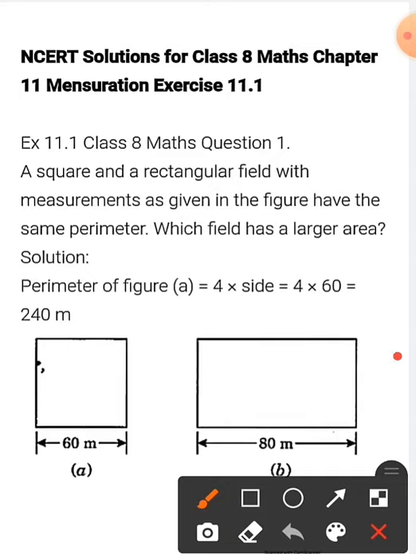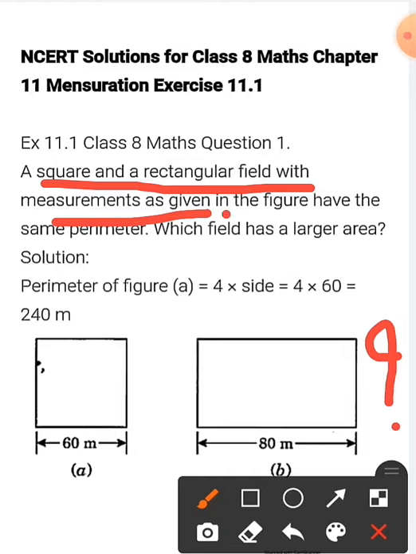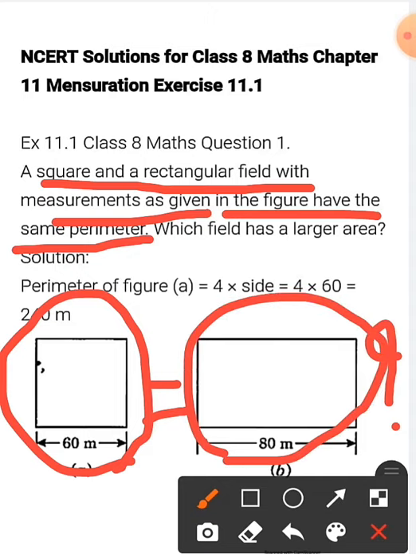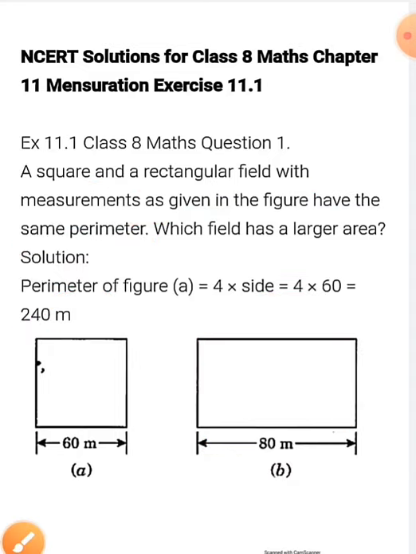So first of all, how will we find out the width of this? In the question it is given that the perimeter of both figures is the same. It is given that a square and rectangular field with measurements given in the figure have the same perimeter. So the perimeter of both is equal. First we will find the perimeter of the square, and then the perimeter of the rectangle, and we will get one equation. We will solve it and we will get the breadth. Then we can apply the formula for area. So first we will calculate the breadth.